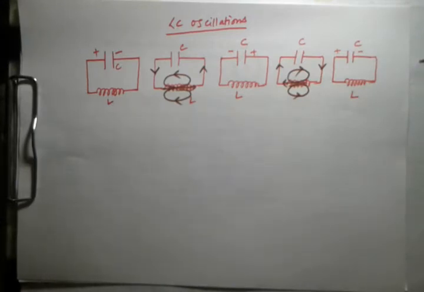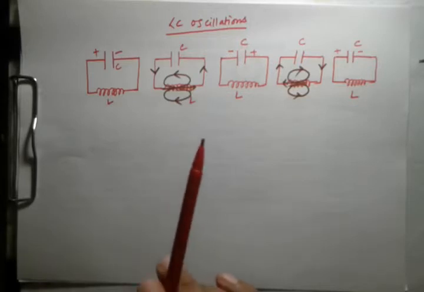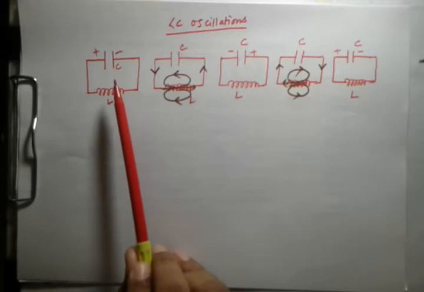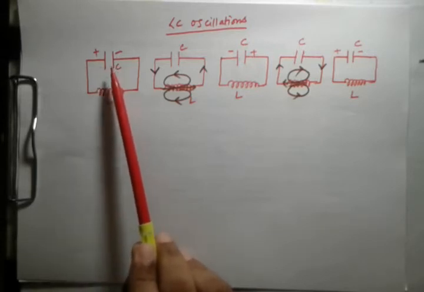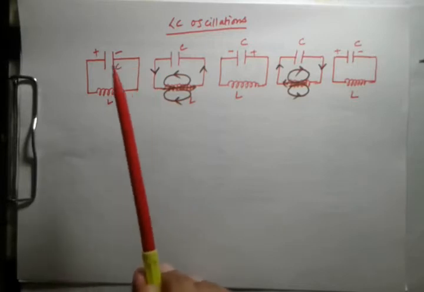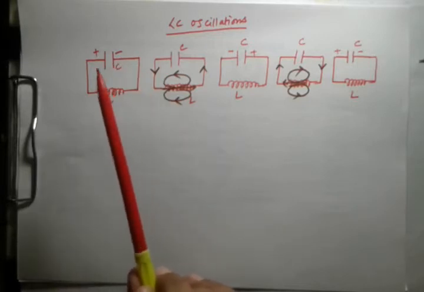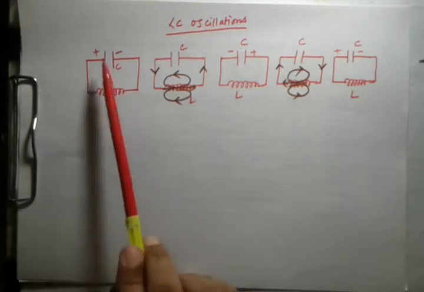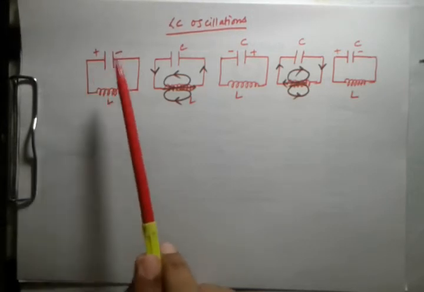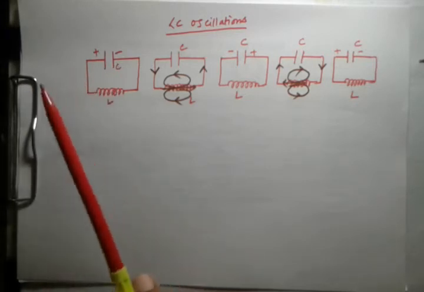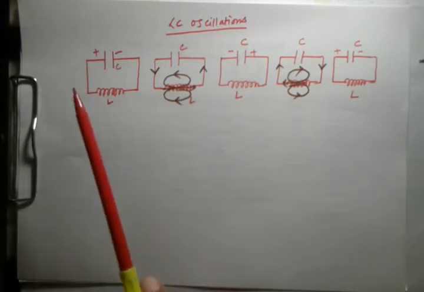I'll tell you one more time. First, consider the capacitor of this LC circuit fully charged. There is a potential difference across this capacitor, and you know that the energy is stored in the form of the electric field in the capacitor, that is Q square by 2C.